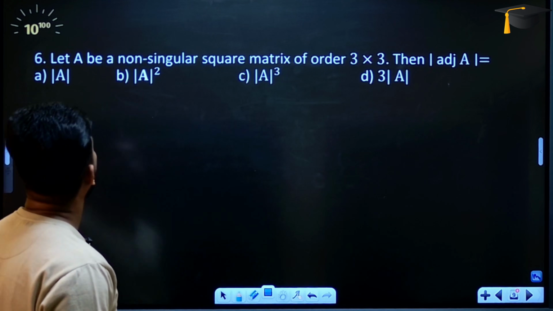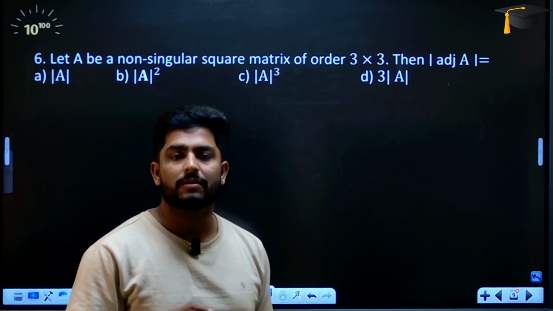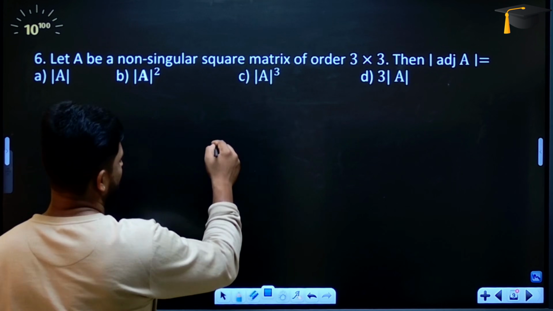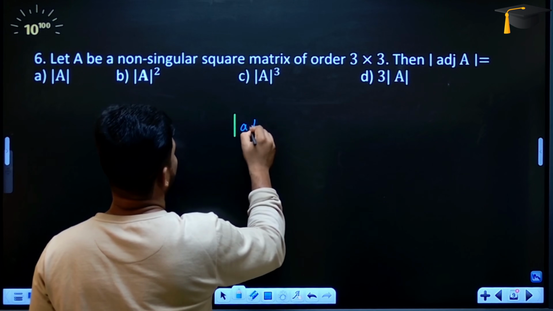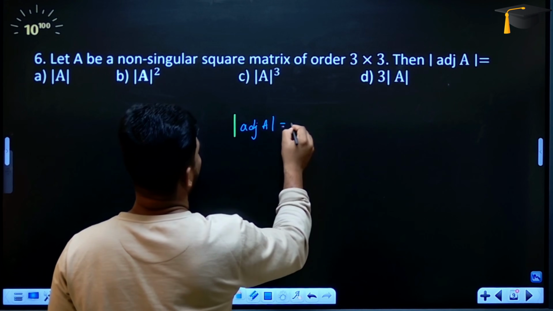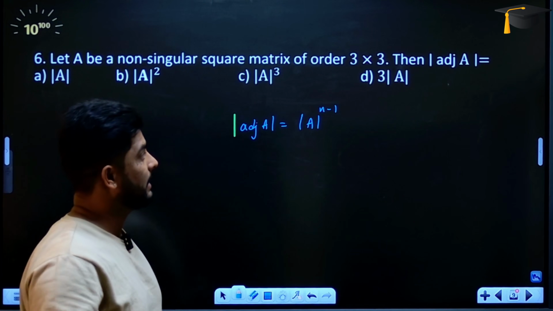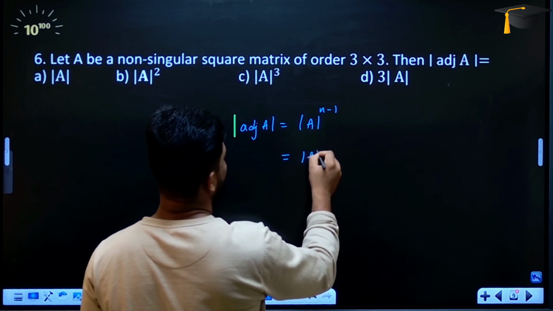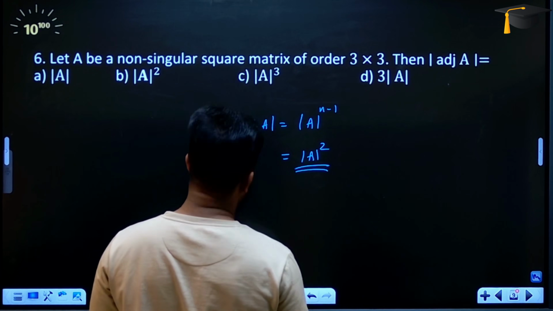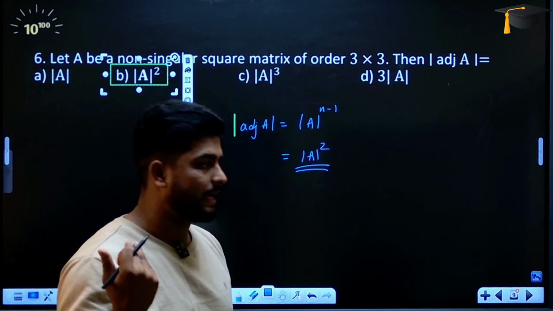Next, let A be a non-singular square matrix of order 3 cross 3. Then what is the determinant of adjoint of A? It's a formula, right? The determinant of adjoint of A is equal to determinant of A to the power n minus 1. So this is the formula. Here n is 3 cross 3, so n is 3, and it becomes 2. So it is determinant of A to the power 2, right? So what is the answer here? Option B, determinant of A to the power 2 is the right answer.